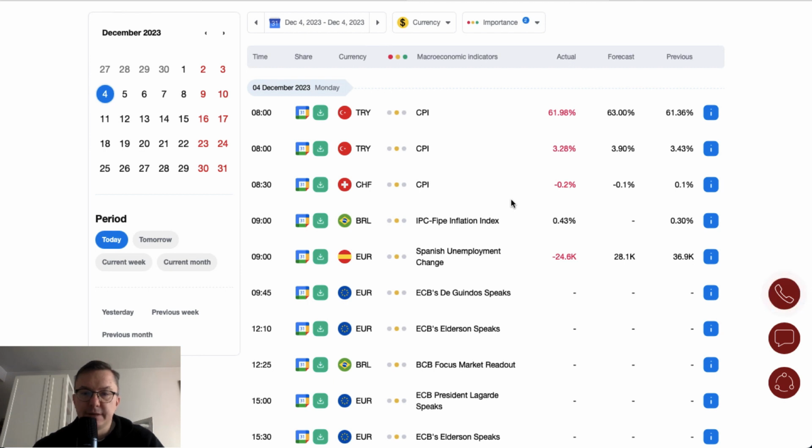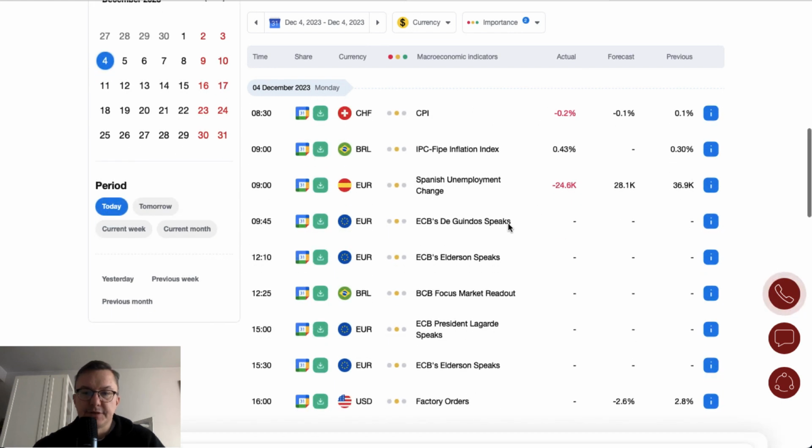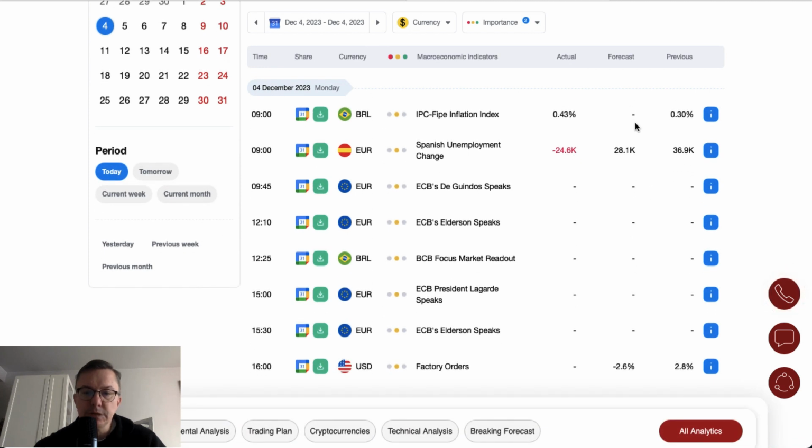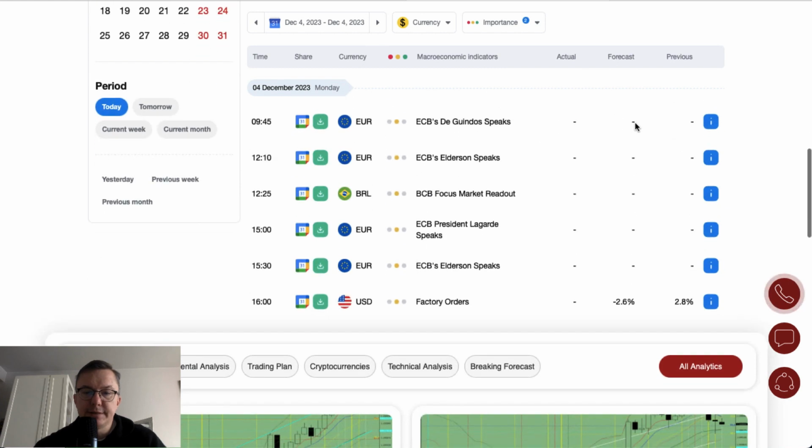CPI in Turkey is 61, almost 62%, which is slightly below the 63% forecast. And the other CPI readings are 3.28 and minus 0.2. Both of them are lower than expectations. CPI in Switzerland is at the level of minus 0.2%, which was at minus 0.1% forecast and 0.1% last reading.